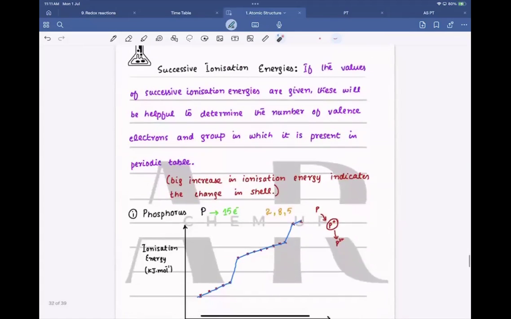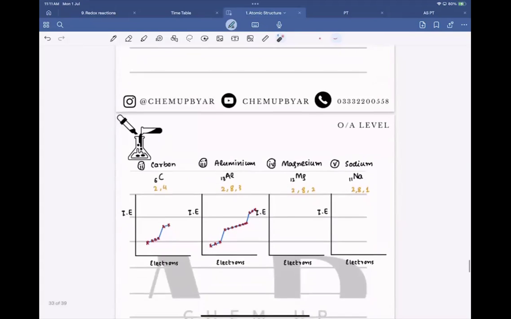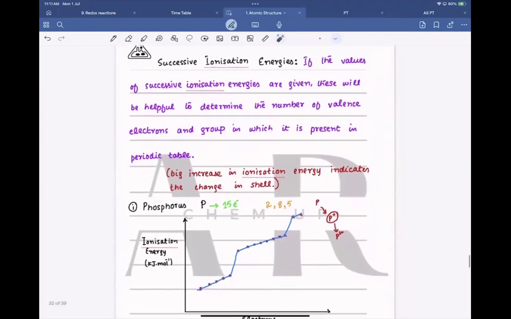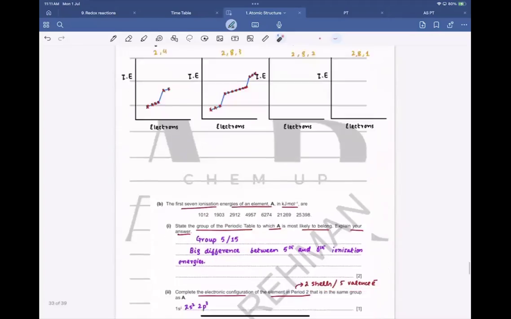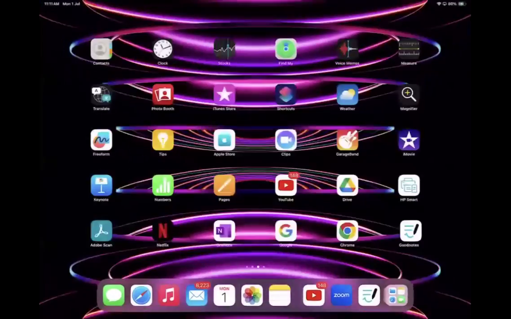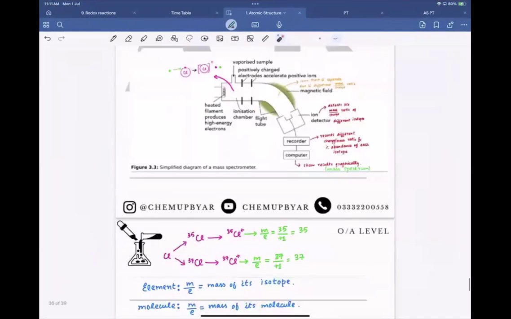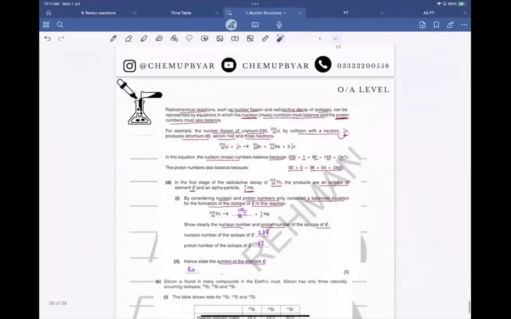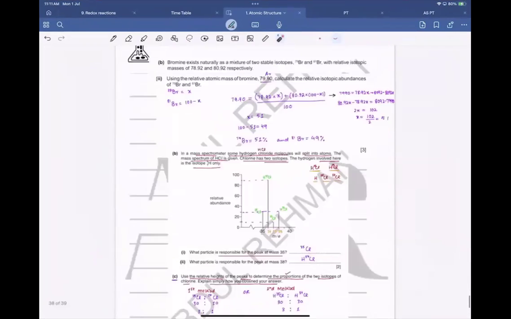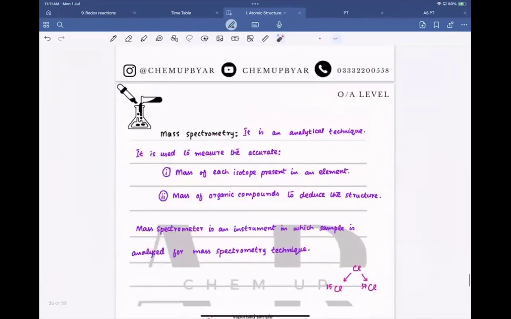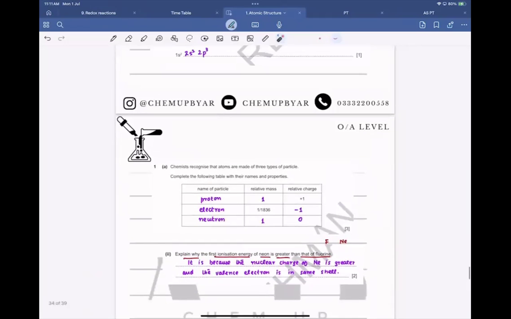We have discussed the successive ionization energies in the last class as well, right? Okay. So we are almost done with this. We have to start with mass spectrometry in the next class. And then I think after next class, we will be moving towards either moles or bonding. We are almost done with the atomic structure. Just go through this file. I'm going to share it with you after this, and you will go through and tell me if you have any queries, okay?